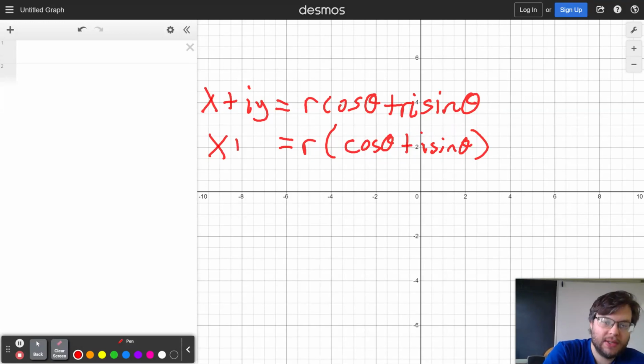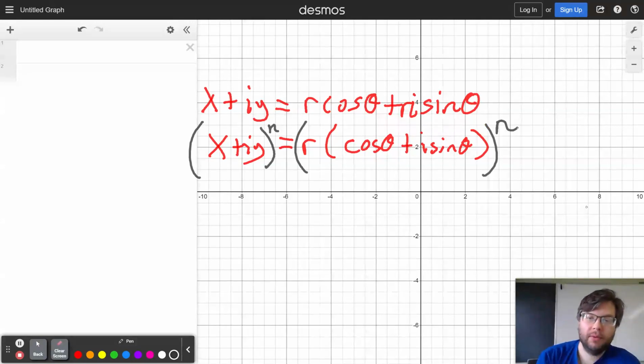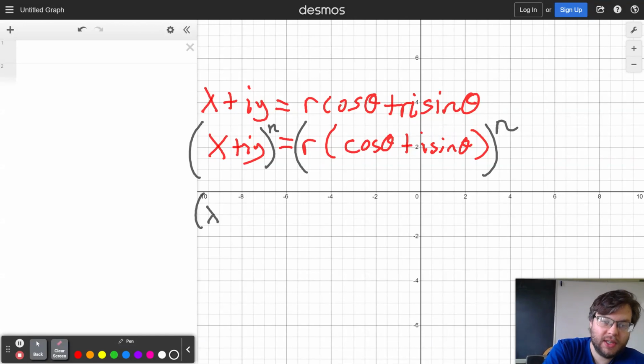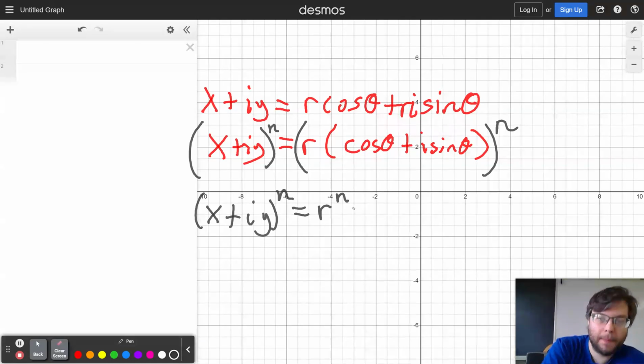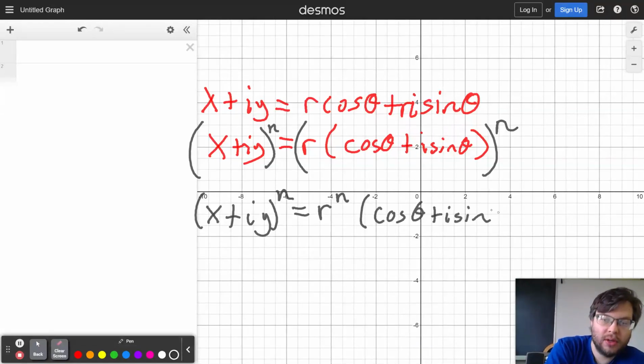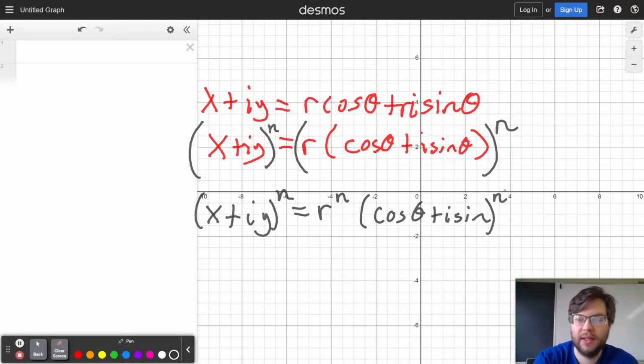So what I'm going to do next is take my complex number and raise it to the nth power. If you raise it to the nth power, then we can see the first part of our conjecture is pretty immediately true. The r value just gets raised to the nth power right there. So this is a very useful thing: if you raise a complex number to a power, then the distance from the origin gets raised to the same power.